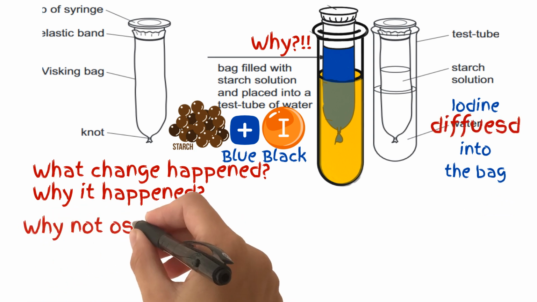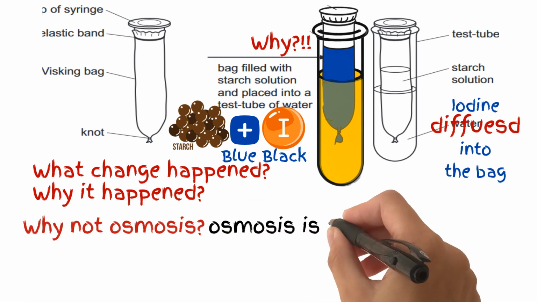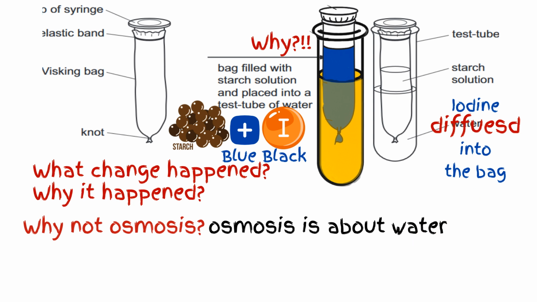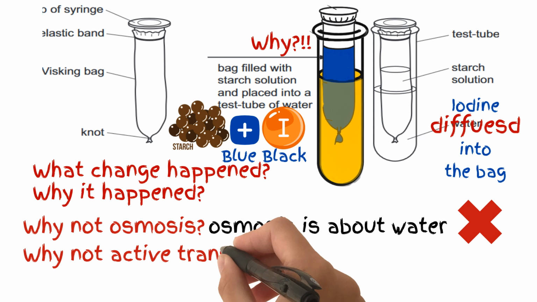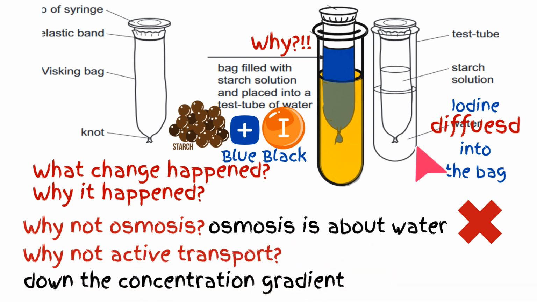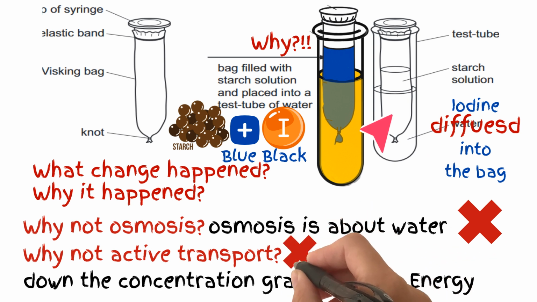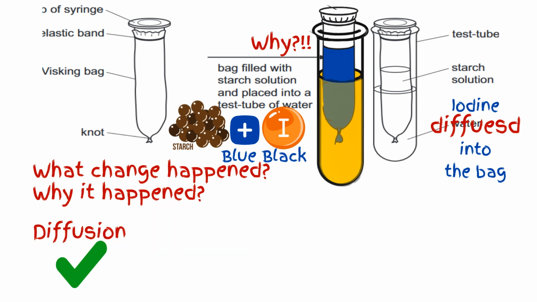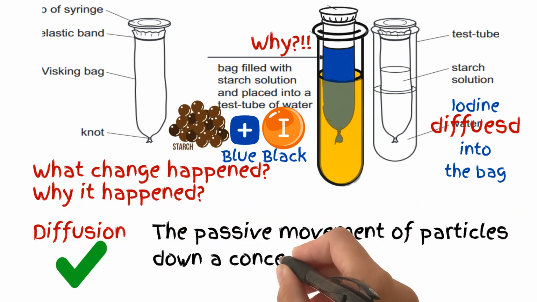Why not osmosis? Because osmosis is about water, and here we're talking about iodine particles. So osmosis is out. And why not active transport? Because iodine moved down the concentration gradient, from a higher concentration outside the bag to a lower one inside. There's no energy involved, so active transport is out too. That leaves us with diffusion, the passive movement of particles down a concentration gradient.